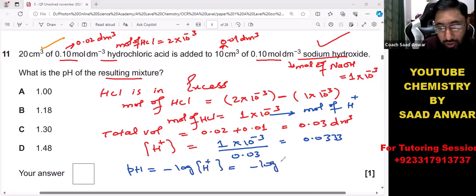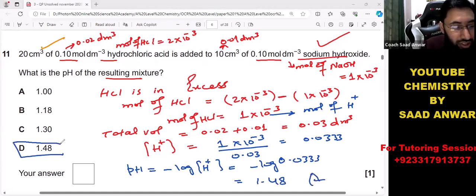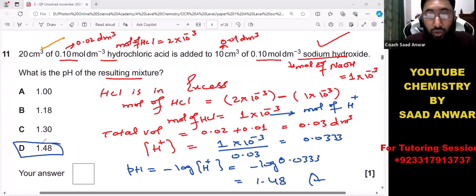So guys, you need to use a calculator here. So when you use the calculator, you will be getting 1.48. This is the answer matching with option D. So guys, this is the last question which I have solved for you.